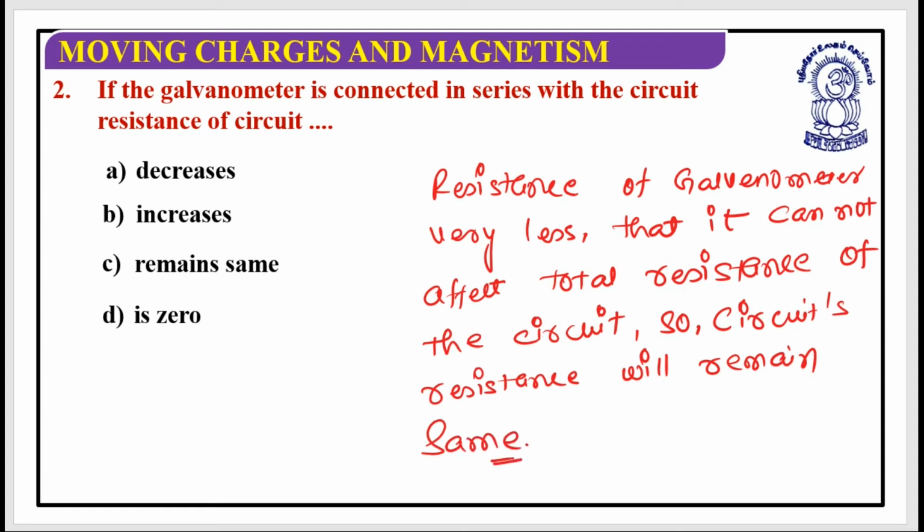Is it clear? So I will arrange the situations such that the resistance of the circuit should remain the same and it should not be affected, so the connection of the galvanometer should not have an effect over it. So we arrange such things so that the resistance of the circuit will remain the same.